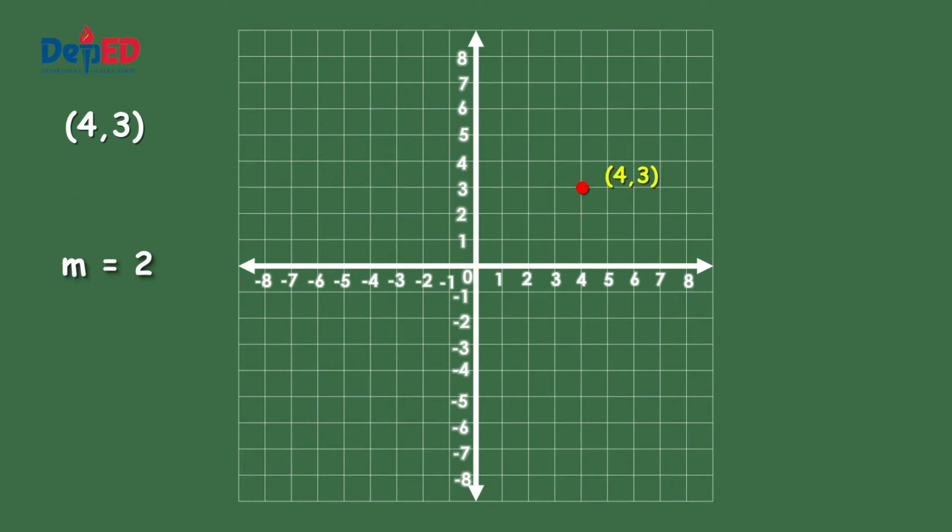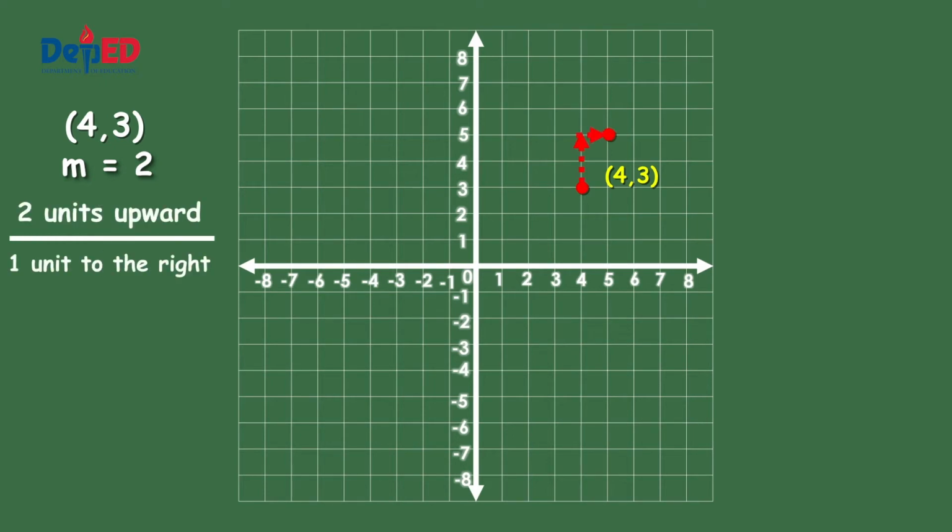From this point, we take note of the change in x and the change in y from the given slope. Since the slope is 2, we may write this as 2 over 1 because the denominator of a whole number is 1. So, the slope 2 over 1 indicates that from the given point 4, 3, the other point is 2 units upward and 1 unit to the right. From this, we were able to identify the other point, 5, 5.